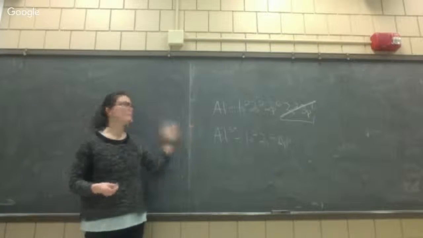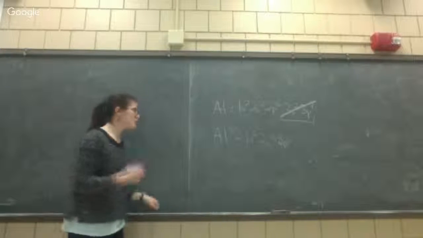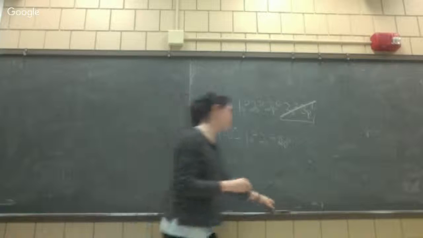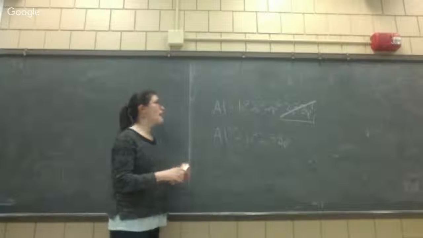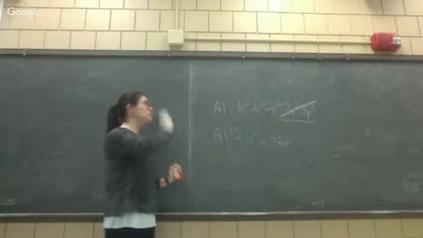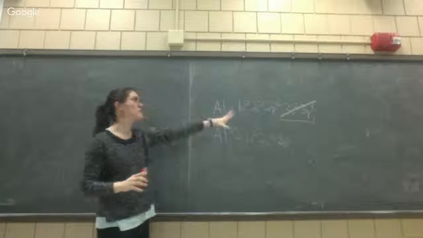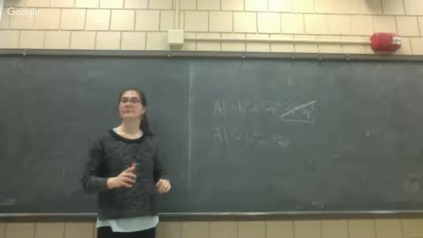But does that make sense now? Okay. So remember, with electron configuration, when you form an ion, electrons are going to get either added or removed to the valence electrons, which are found in the outermost shell. Make sense?